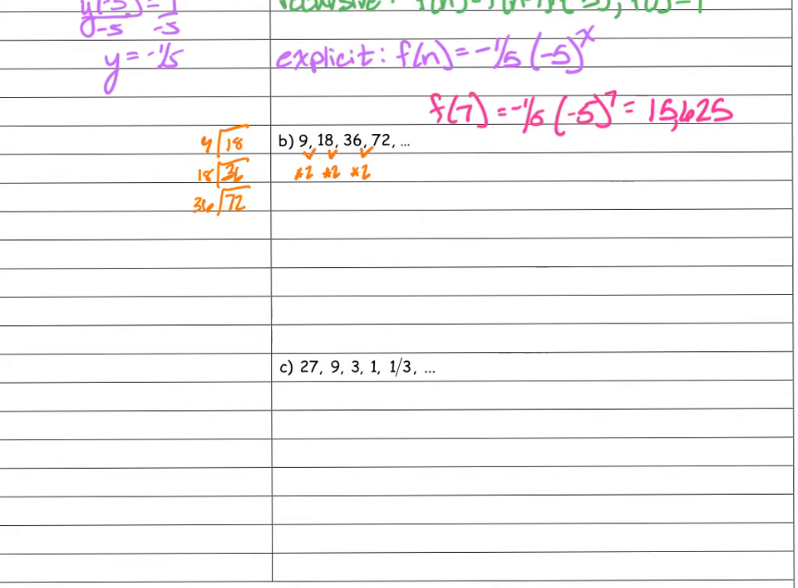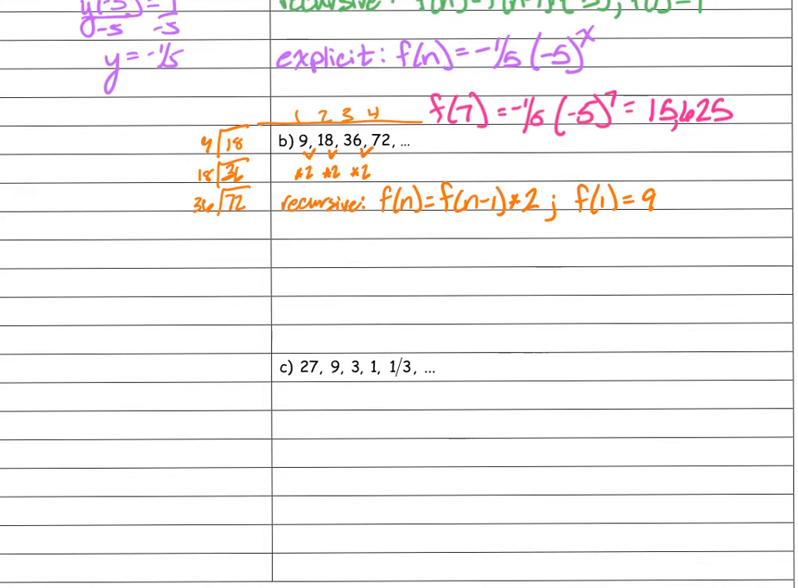Okay? So the first thing I need to write is my recursive equation. So that's f of n equals f of n minus 1 times 2. And then my starting point, f of 1, right? So I've got 1, 2, 3, 4. f of 1 equals 9. Beautiful.